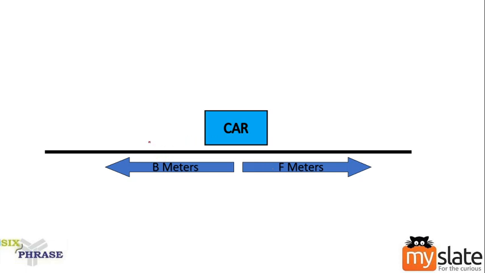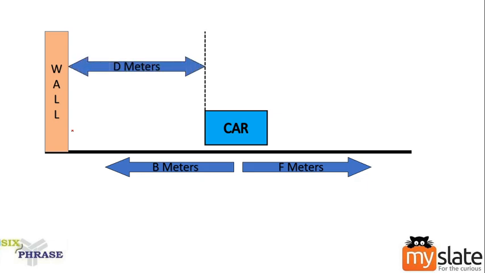Okay. Now what did they tell you after this? There is a wall in the backward direction. So there is a wall behind the car. This is the car. Right side is forward, left side is backward, which means the wall is behind the car. What is the distance they are telling you? The car and the wall are separated by a distance of d meters. This is the data we have so far.